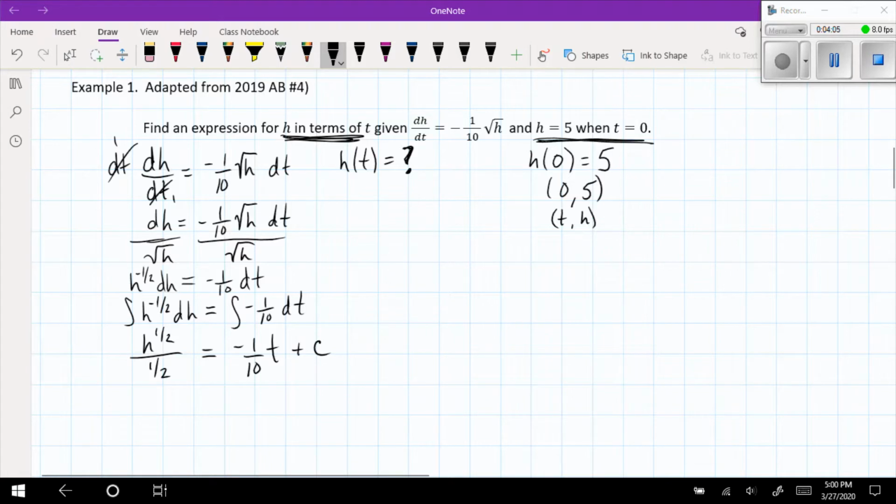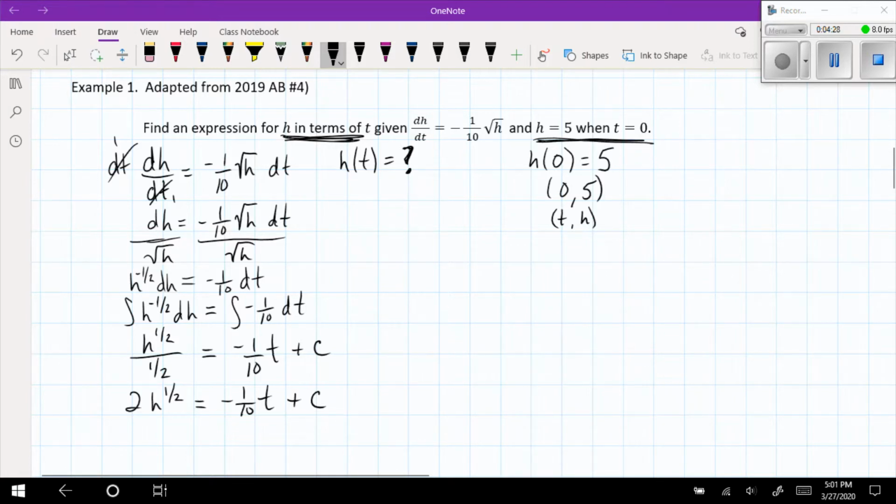All right, let's clean this up slightly. When you divide by 1/2, that's the same thing as multiplying by 2, so I'm going to call that 2h to the 1/2 is equal to negative 1 over 10 times t plus my constant of integration. And I could stop right there, use my initial condition, solve for c, and plug it back in.